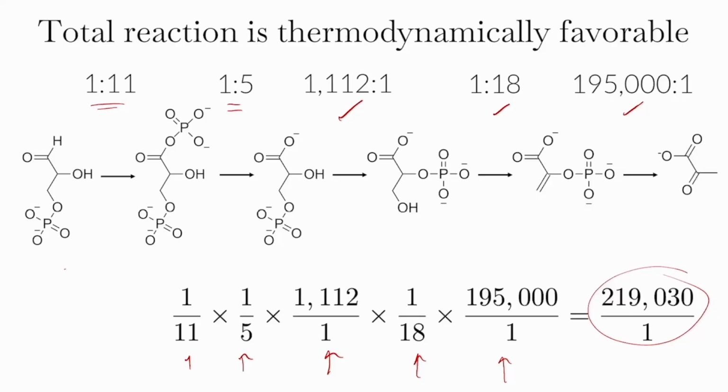This is a thermodynamically favorable pathway because the total product of the probabilities of all of the reactions ends up saying that our molecule, if we just watch long enough, we're going to see more things going this direction than that direction.